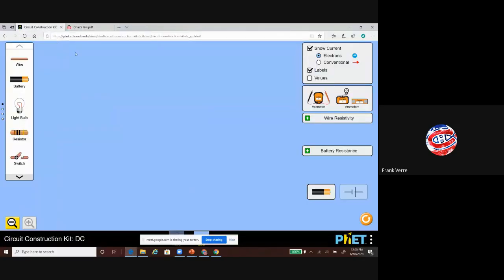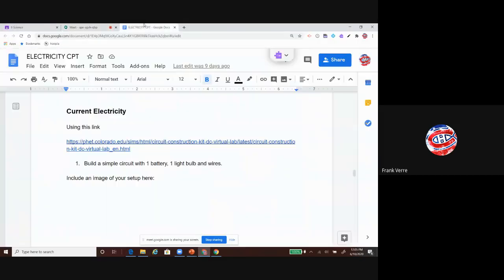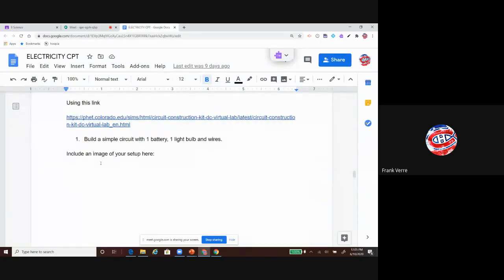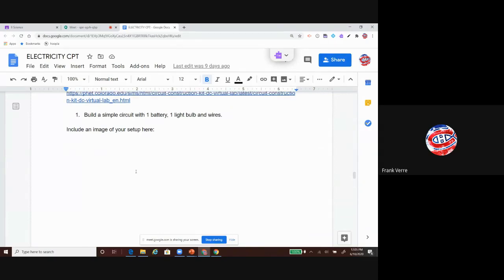So one of the things that you are going to be doing in your CPT is making a circuit. So why don't we make one together virtually, and then you can just kind of follow along, all right? If I go back to the CPT, it says build a simple circuit with one battery, one light bulb, and some wires, okay? And then draw an image of your setup.